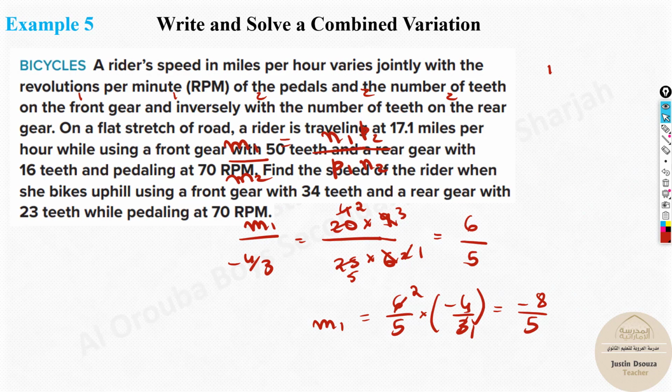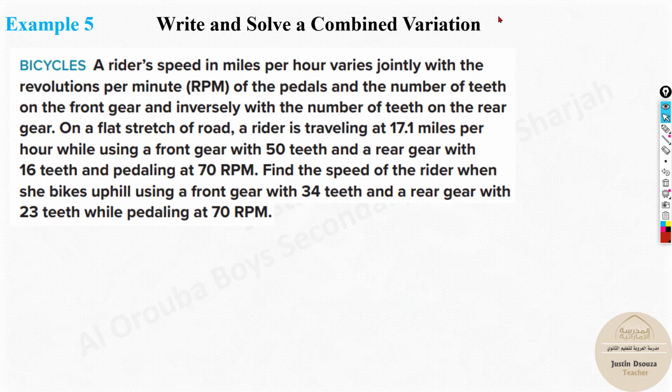Now we will see another last one, I guess, real world problem. Write and solve a combined variation. A rider's speed in miles per hour varies jointly with revolutions per minute, RPM. Now what is this revolutions per minute? It's the number of times it rotates.